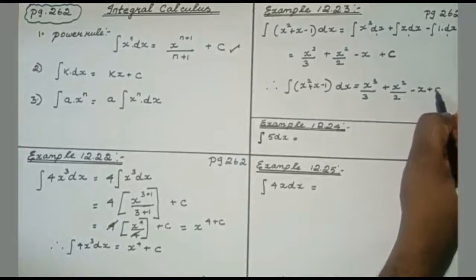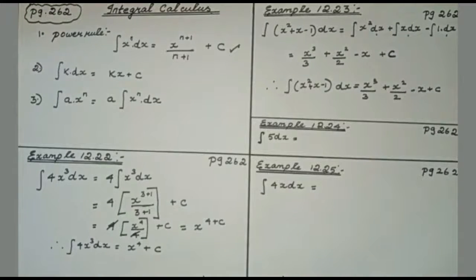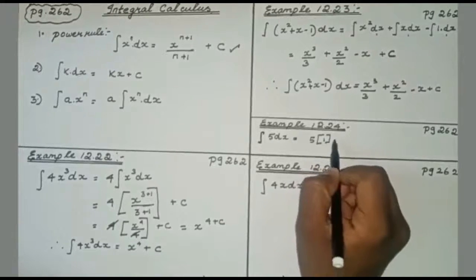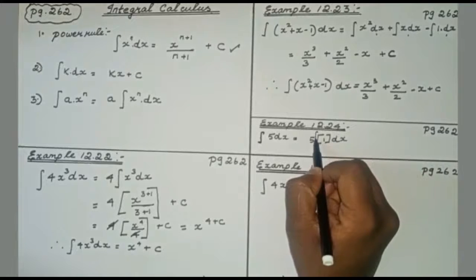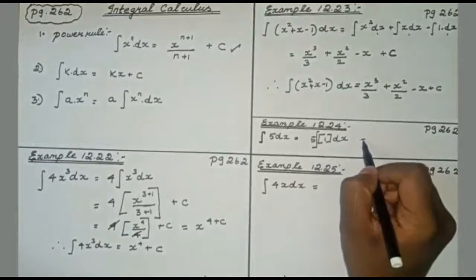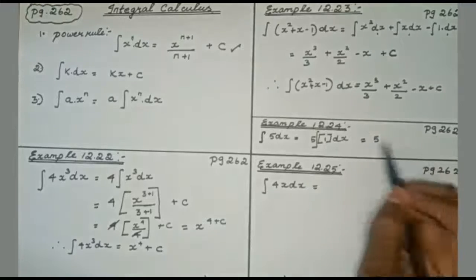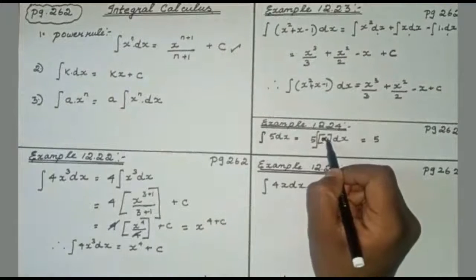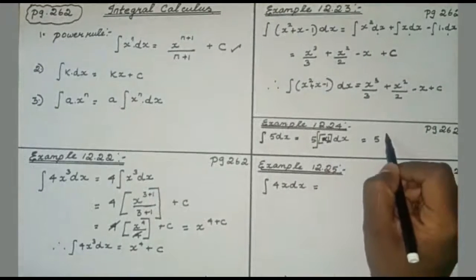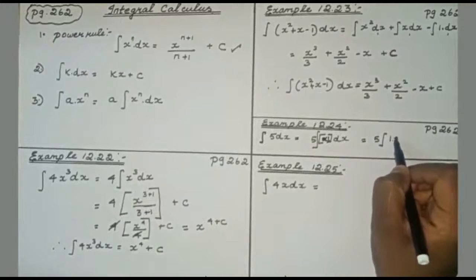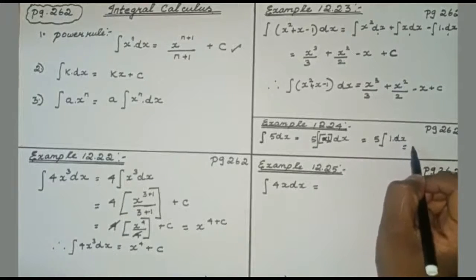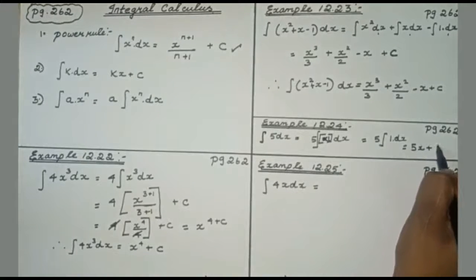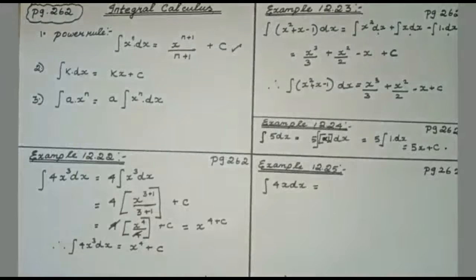Now, since we have dealt with example 12.22 and example 12.23, 12.24 is just a single step, where 5 is a numerical value, so it has to be taken outside the integral sign. So 5 times the integral of 1 dx. As we have seen above in example 12.23, integrating the value 1 will change it into x. So 5 integrating 1 dx will change into 5x plus c. Here plus c is very important to be added since it will show that the sum has been integrated.